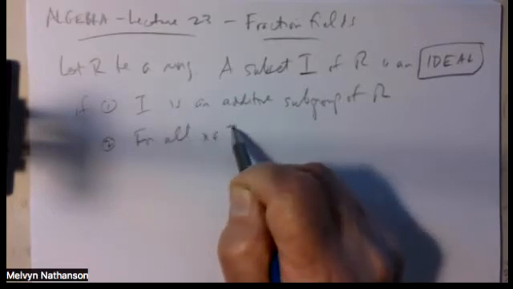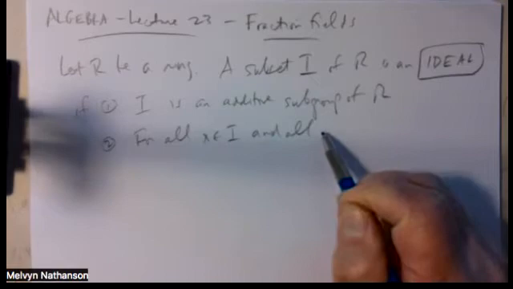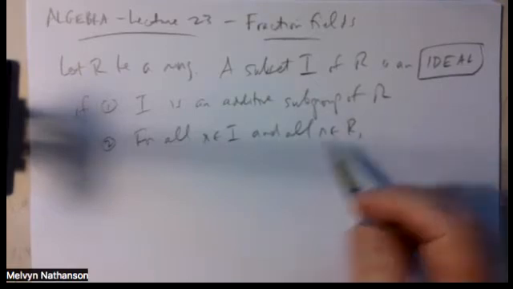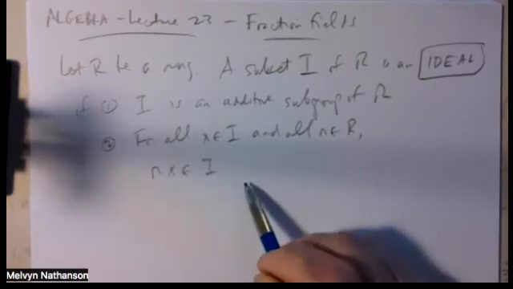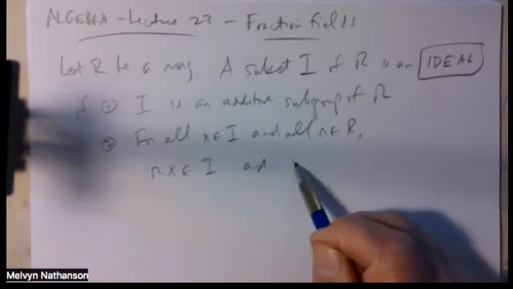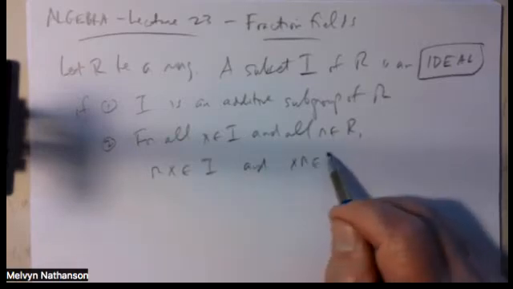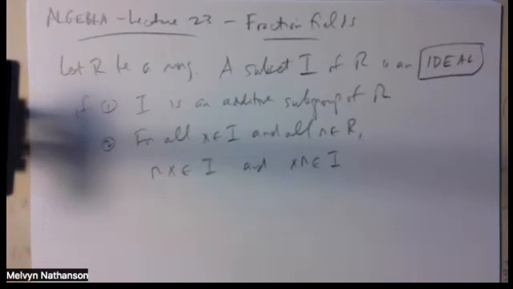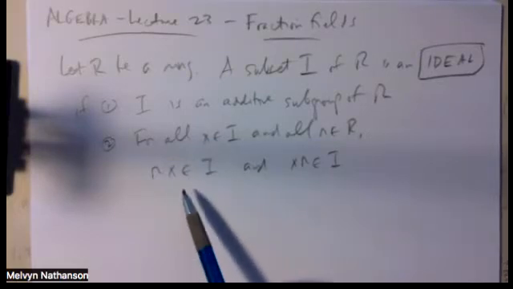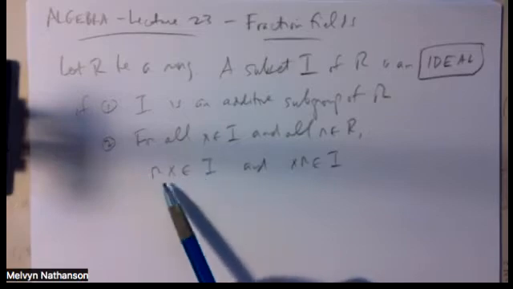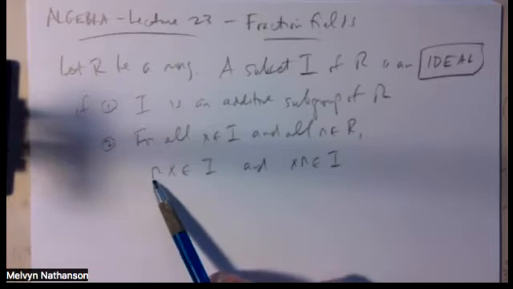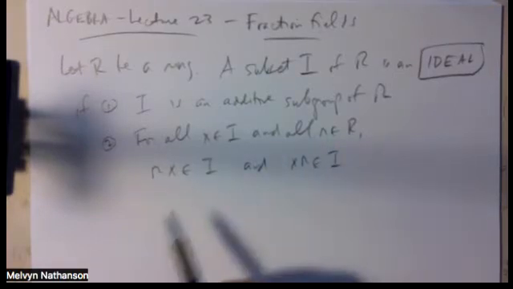for all elements x in the ideal and all elements r in the ring, if you take x and multiply it on the left by r, that's still in the ideal. And if you take x and multiply it on the right by r, this is also in the ideal. So this is what is sometimes called a two-sided ideal, because elements in the ideal stay in the ideal if they're multiplied either on the left side or on the right side by an element of R.